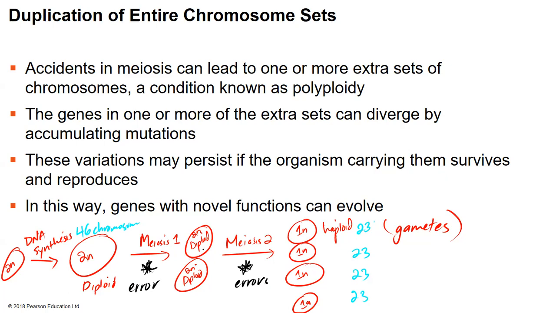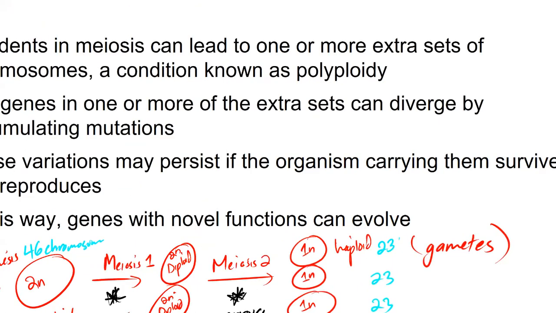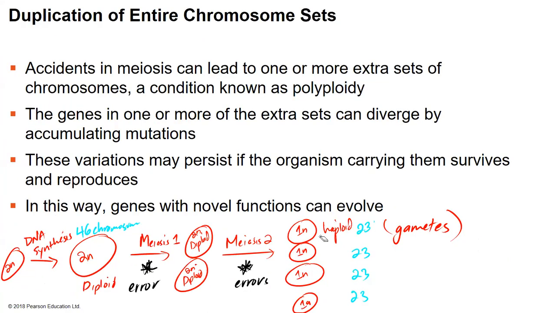So if, for example, the chromosomes in this cell do not segregate, we will end up with two cells. One of them will have 2N, let's say, and one nothing.